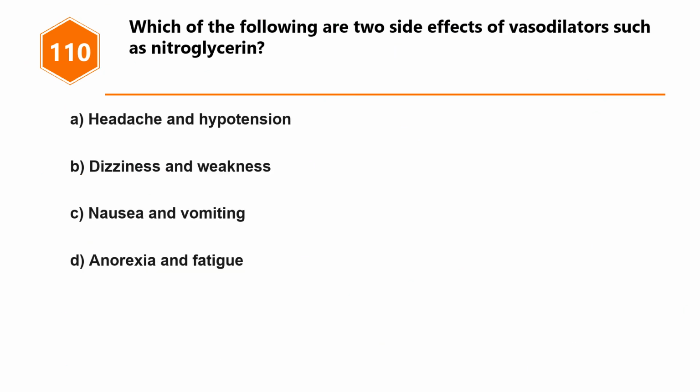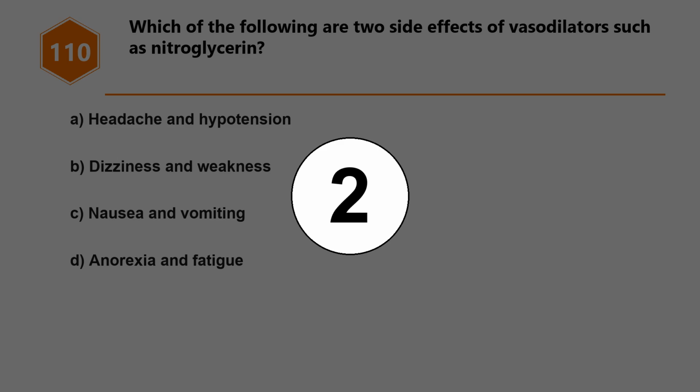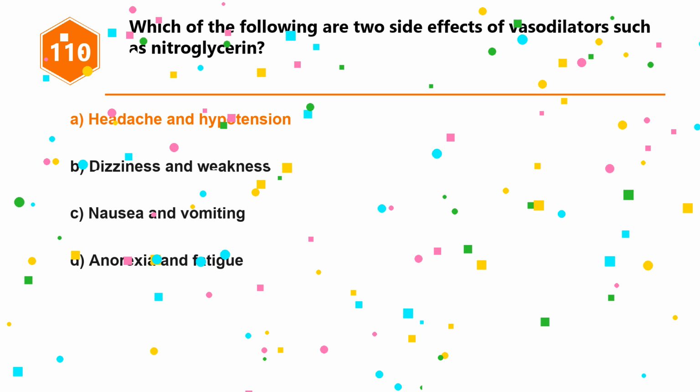Question 110. Which of the following are two side effects of vasodilators such as nitroglycerin? Option A, headache and hypotension. Option B, dizziness and weakness. Option C, nausea and vomiting. Option D, anorexia and fatigue. The correct answer is option A, headache and hypotension.